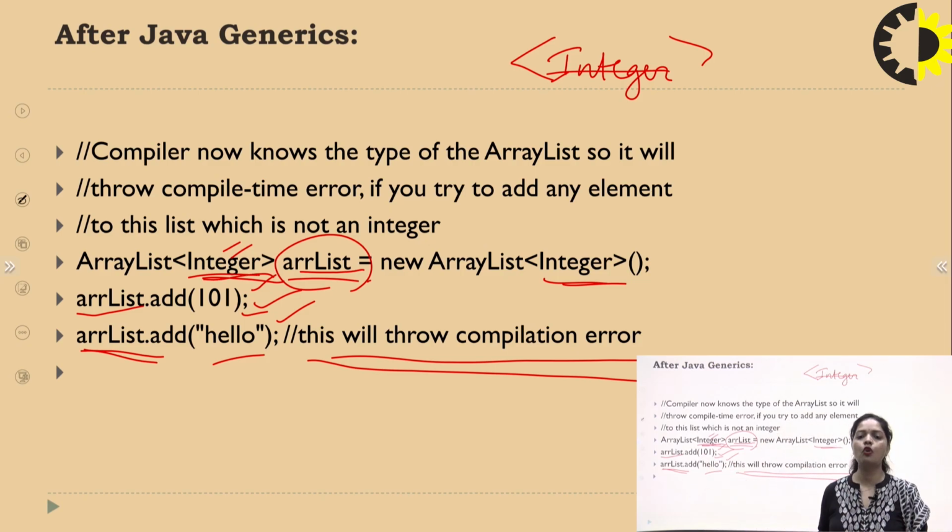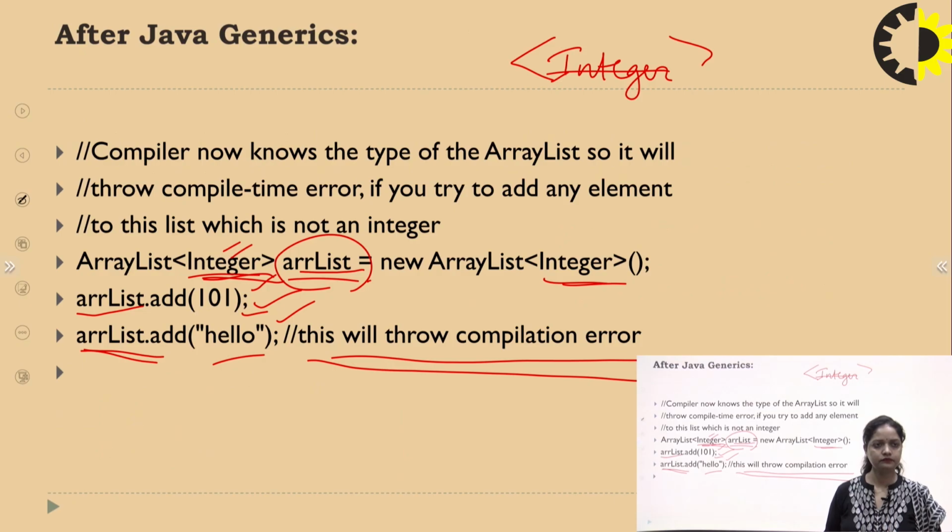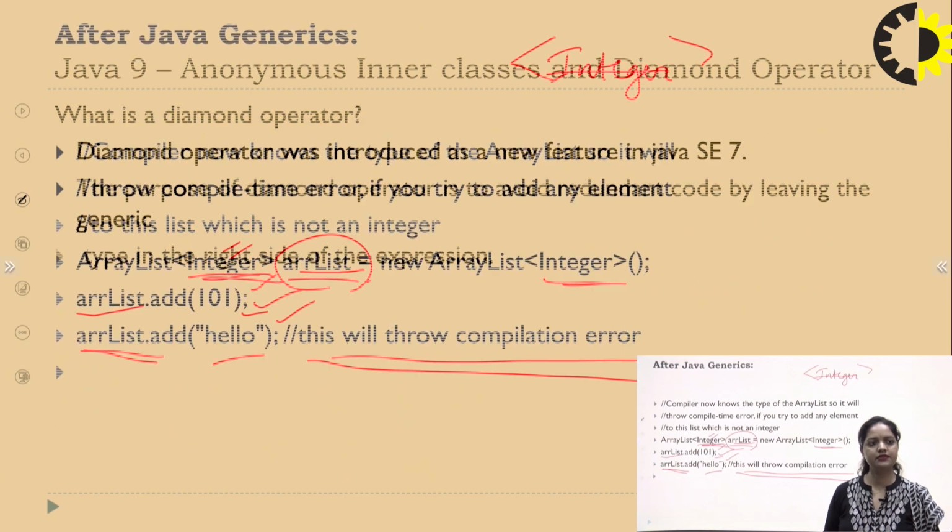So this is the role of the generic data type in Java programming. That's why it was introduced, I can say after the Java 9 or Java 10 version. Okay, and after then it is strictly followed.